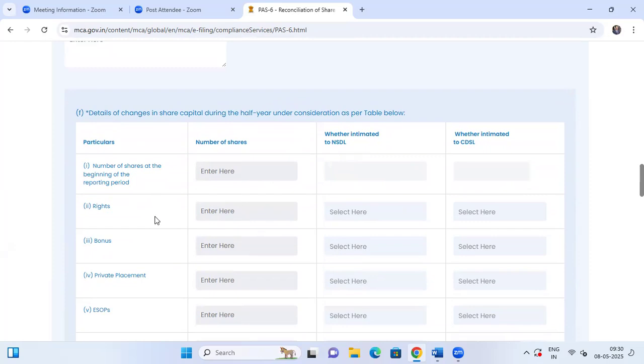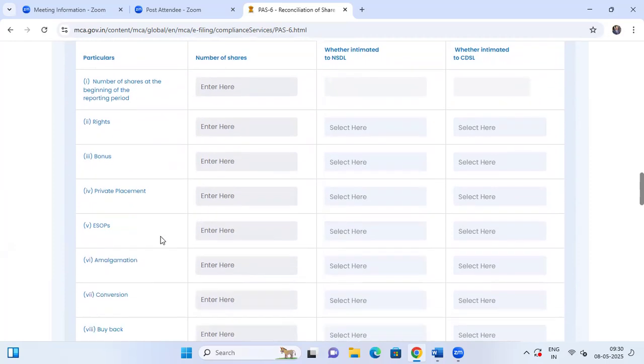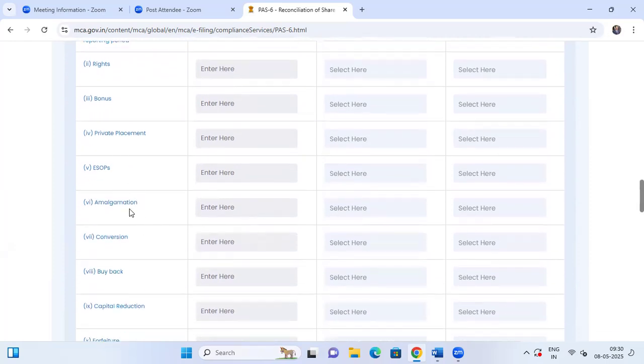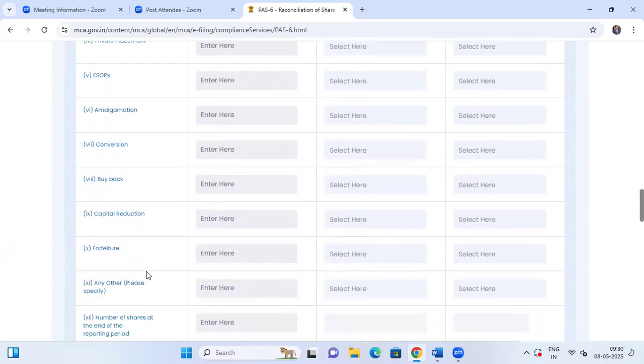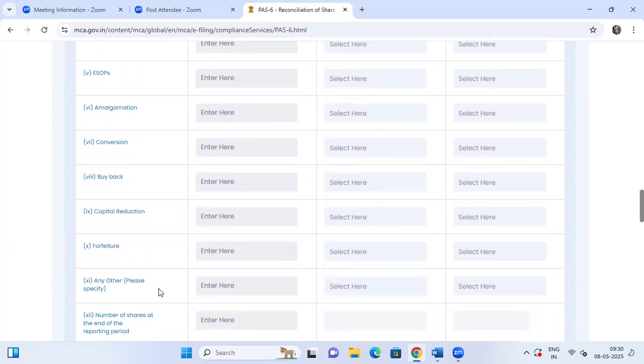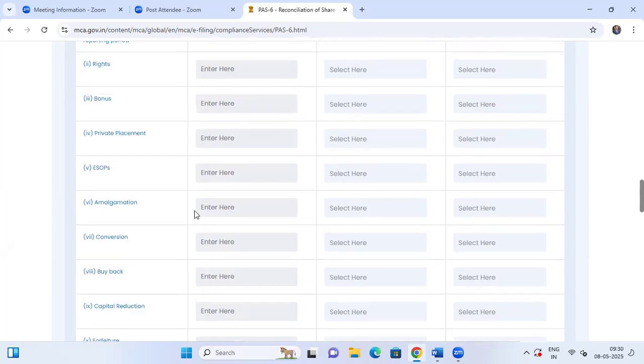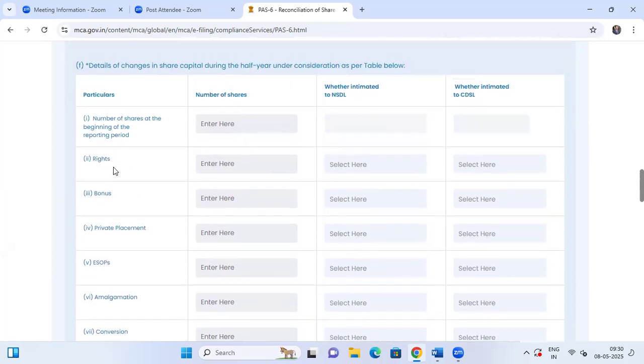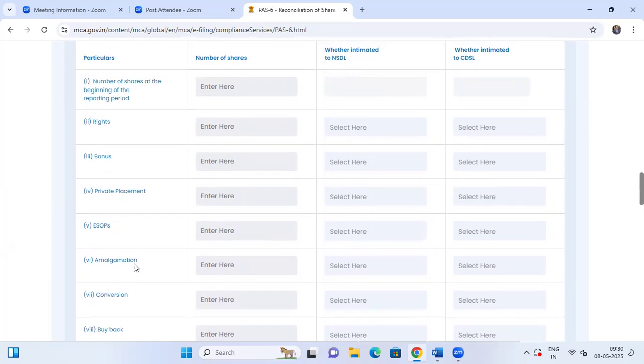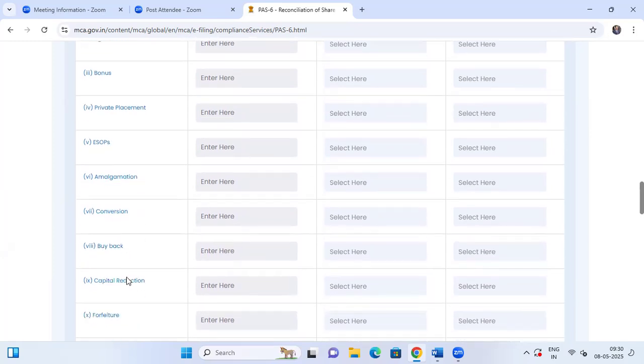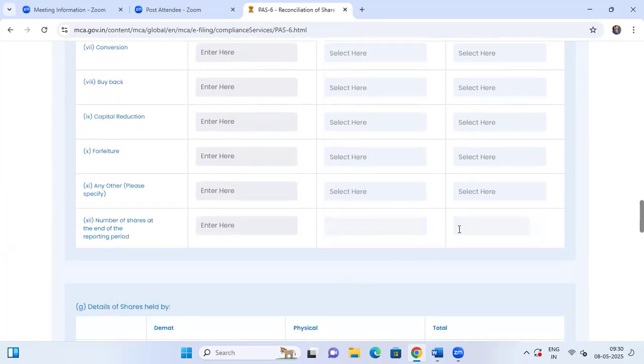Then if any change through rights issue or bonus issue or private placement, ESOPs, amalgamation, conversion, buyback, capital reduction, forfeiture, any other, please specify and give the details. NSDL and CDSL number of shares held. So any change because of any of the corporate actions, rights issue or bonus issue or private placement or ESOPs, amalgamation, conversion. So all these details need to be filled.